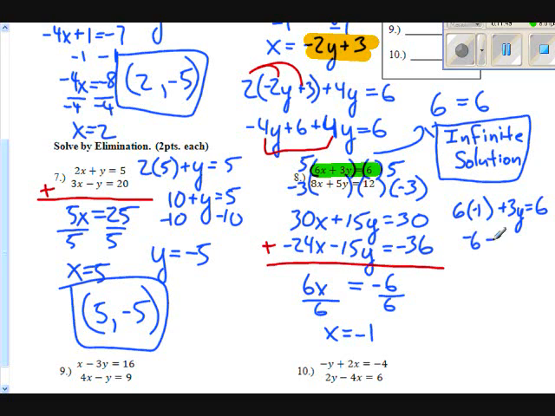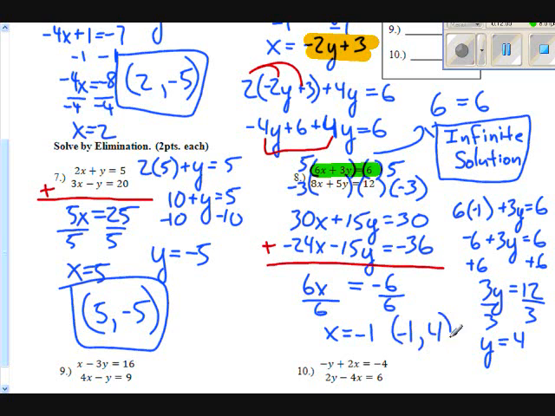So I've got a negative 6 plus 3y equals 6. I've got to add 6 to each side. So I find out that 3y equals 12. And now I divide by 3 to get y equals 4. So it looks like my ordered pair is negative 1, 4. All right?